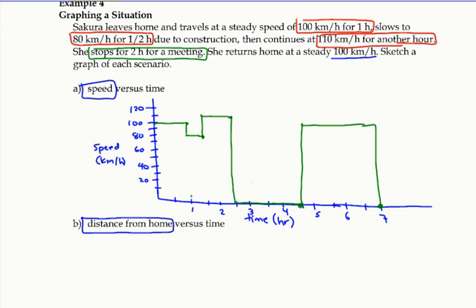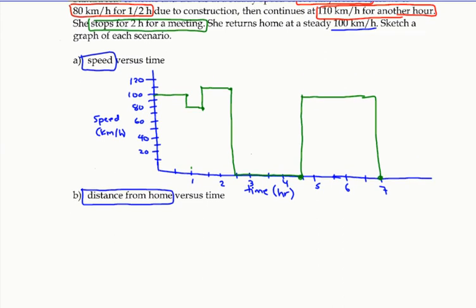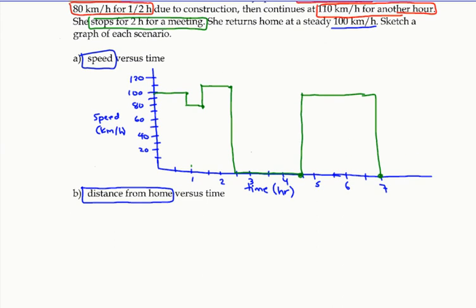Okay, so that's a speed time graph. Very different than a distance time graph. Now we have two different graphs we want to make. One is distance from home, and the other is total distance.